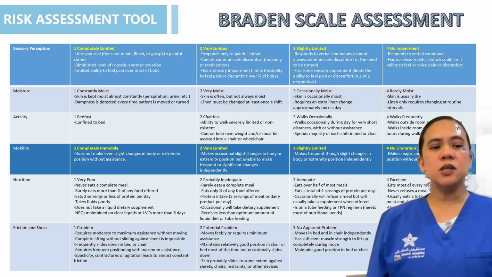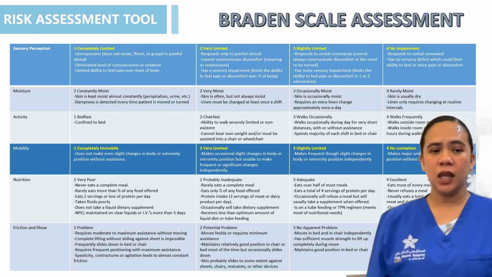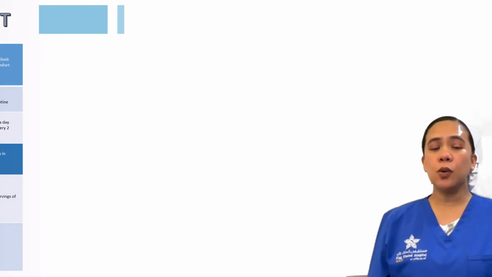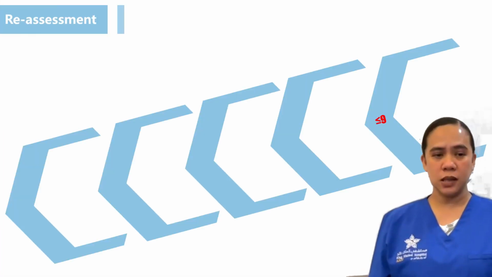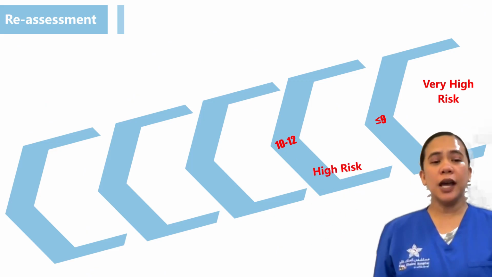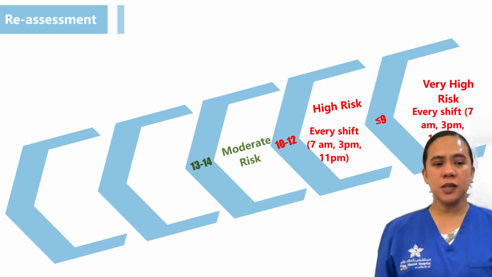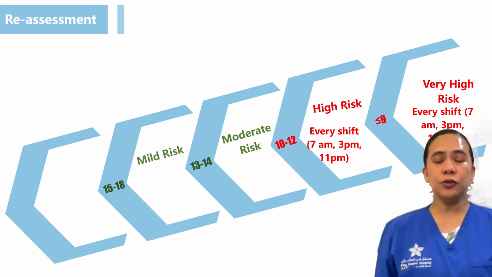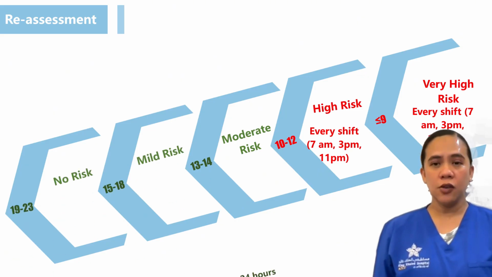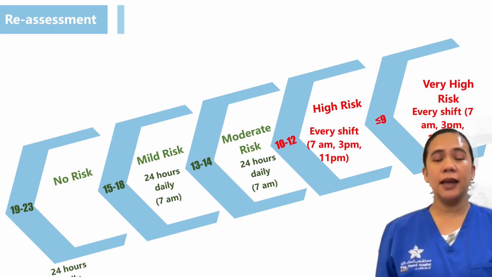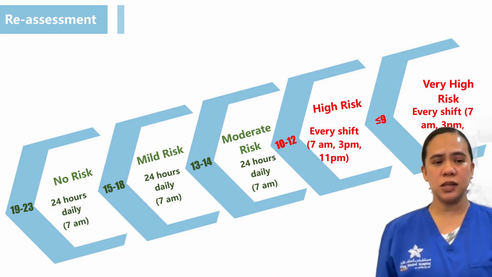Each category is scored from 1 to 4 except for friction and shear, which is scored from 1 to 3. The total score ranges from 6 to 23, with lower scores indicating higher risk. A score of 9 or below is considered very high risk, 10 to 12 as high risk, 13 to 14 moderate risk, 15 to 18 mild risk, and 19 to 23 as no risk.